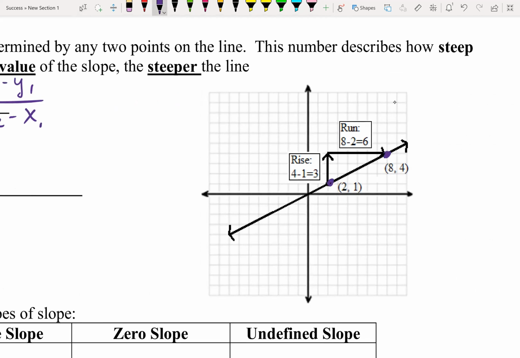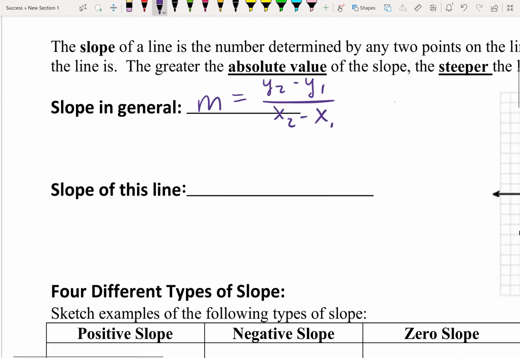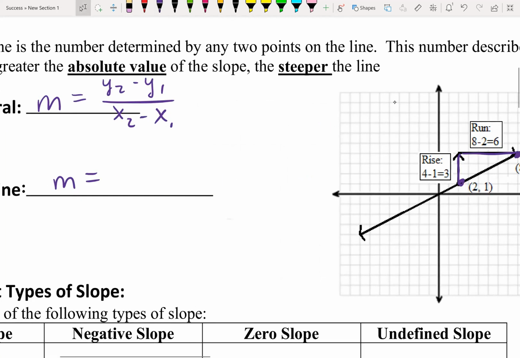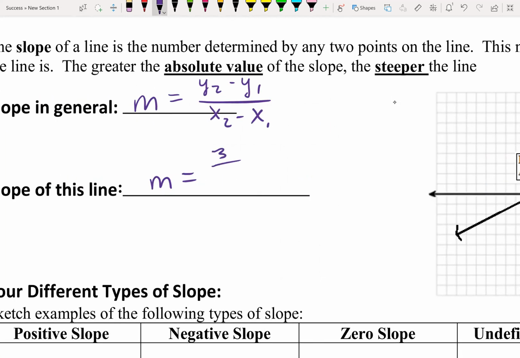If we take a look at the example over here, we gave you a picture of a line with 2 points. We could use the formula that we just came up with, or if you have a picture, you can always look at the rise over the run. In this case, we're going up 1, 2, 3 boxes, and we're going over 6. So our slope is equal to, well, we rise 3 and we run 6. So it would be 3 over 6.